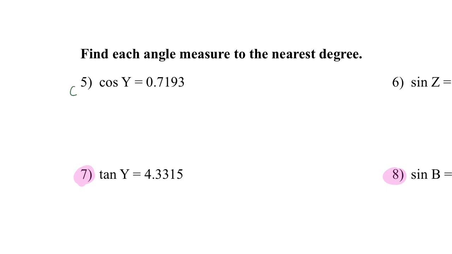So if I apply the inverse on both sides of the equation, technically this cancels out. We don't have to do those steps. I'm going to show you number 6. y equals the inverse of cosine of 0.7193.